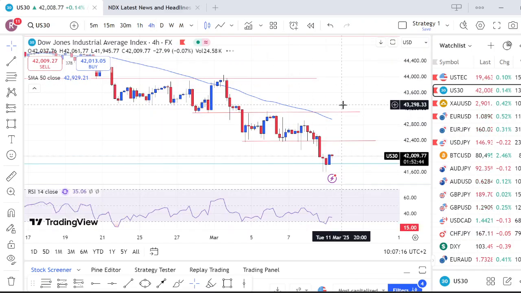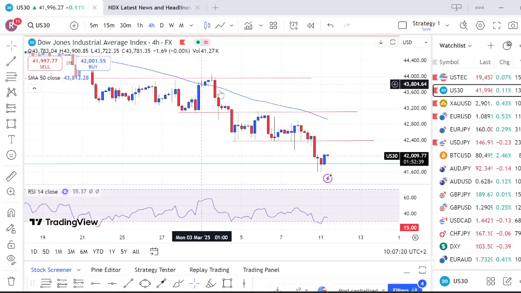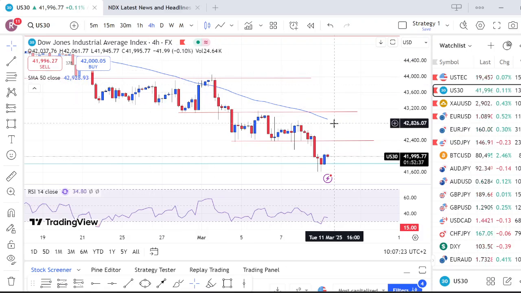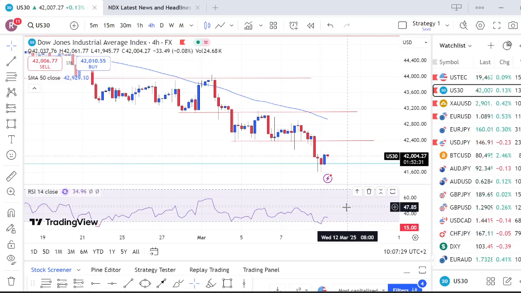Now, just going back into the higher time frame, what we can observe is that price is definitely trading below the MA, so that's bearish confluence. We did tap the overextended region on the RSI. However, ultimately, price is trading below 50 and between 30, which is another bearish confluence.